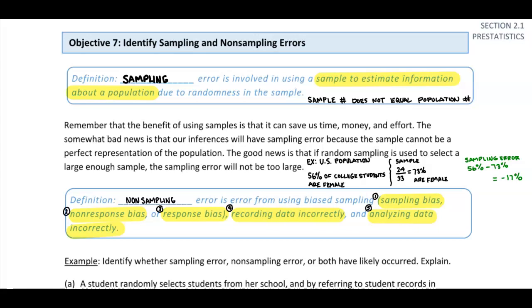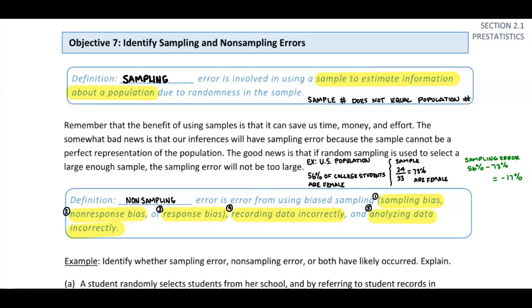Objective 7. Identify sampling and non-sampling errors. Sampling error is involved in using a sample to estimate information about a population due to randomness in the sample. A sampling number does not equal a population number. Now remember that the benefit of using samples is that it can save us time, money, and effort.